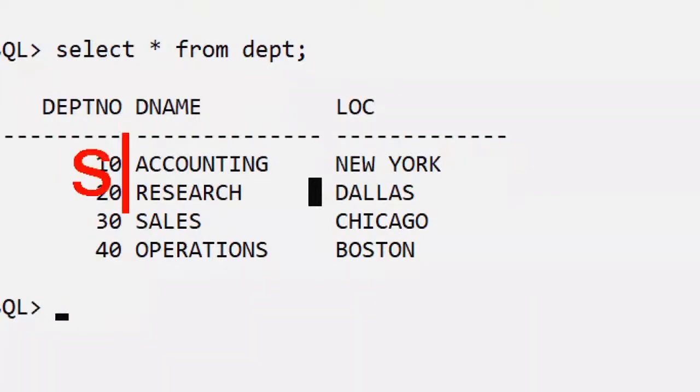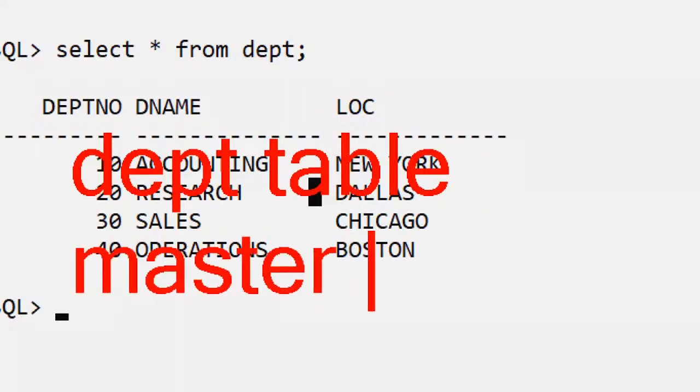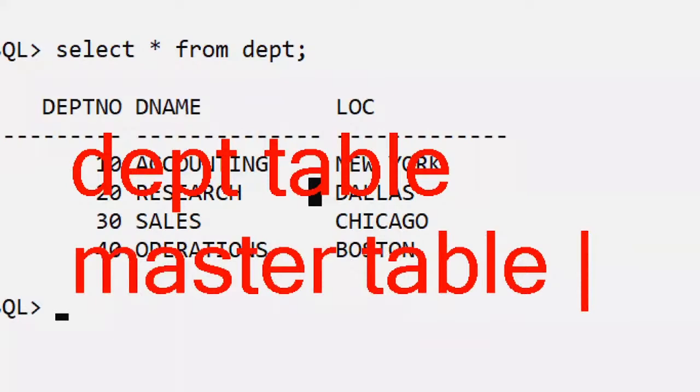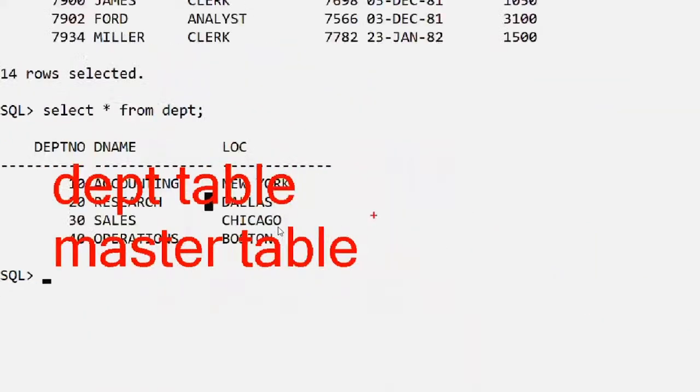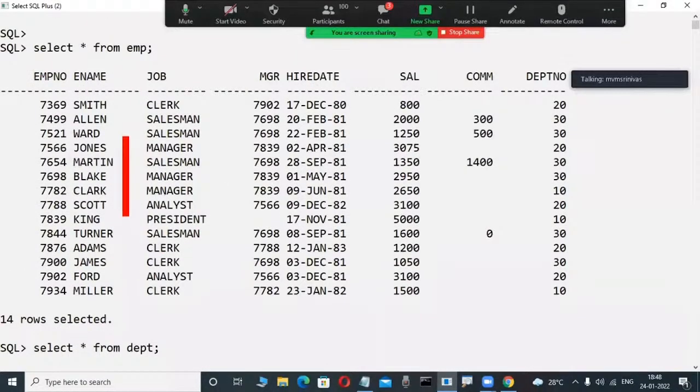DEPT table is a what? A master table. What is this one? A small table. This is a master table, as Oracle Corporation gives it. Again here, EMP table is a what? A child table. Really, EMP is a child table.